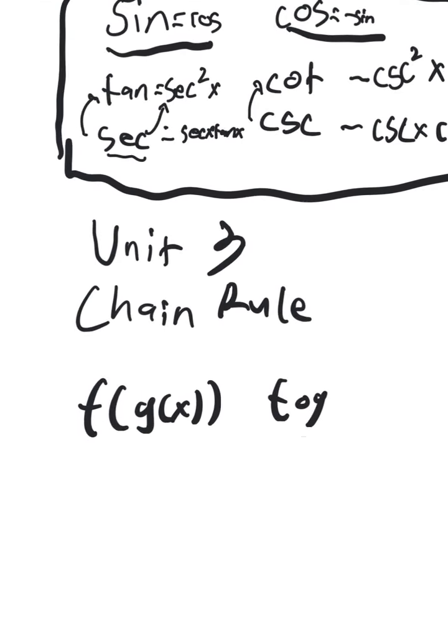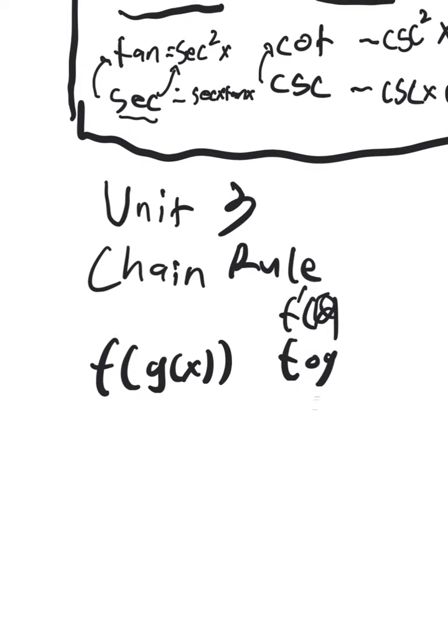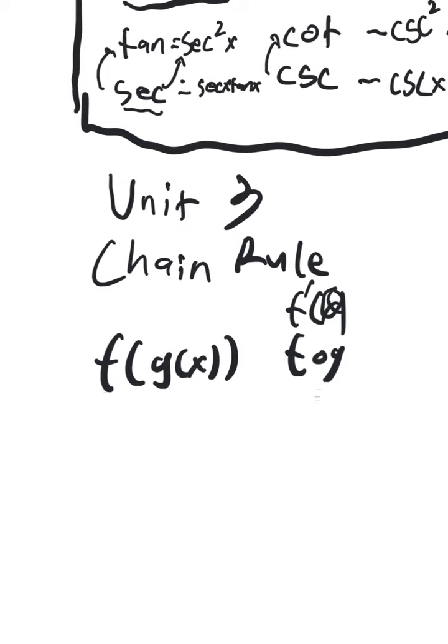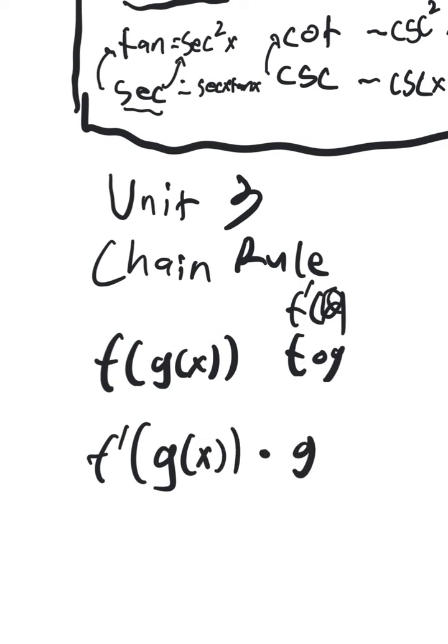So to take the derivative, it's not as simple as just f prime of g of x, because g of x is not just x. If it was f prime of x, we wouldn't have to do anything, right? But since the g of x is replacing the x here, we're going to need to add an additional step. So for the chain rule, you take the derivative of the outer function, so f prime, and then you leave the inner function as is. You leave it untouched, but then you multiply by the inner function's derivative.